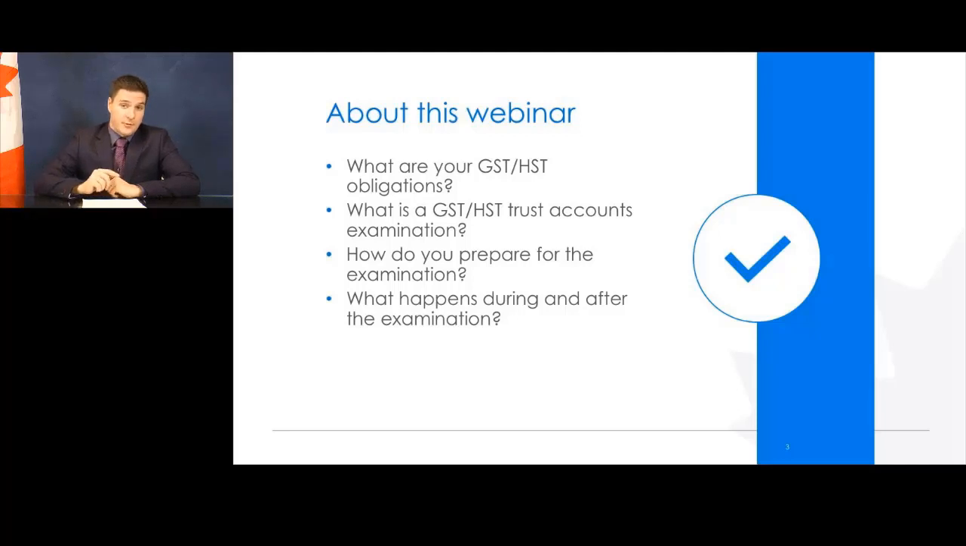We will cover the following topics. What are your GST HST obligations? What is a GST HST Trust Accounts Examination? And how do you prepare for the examination? What happens during and after the examination?